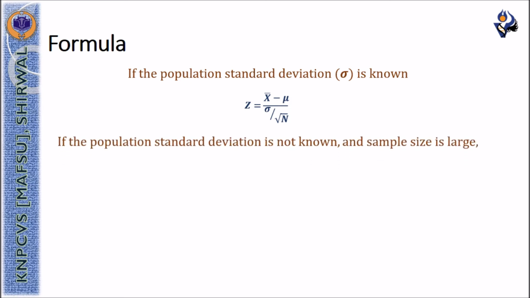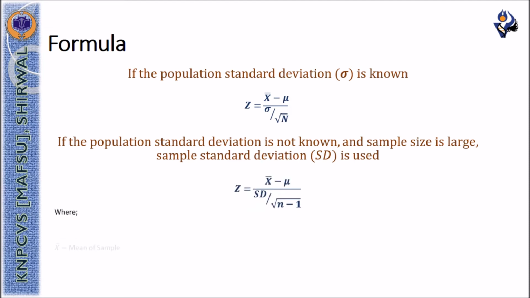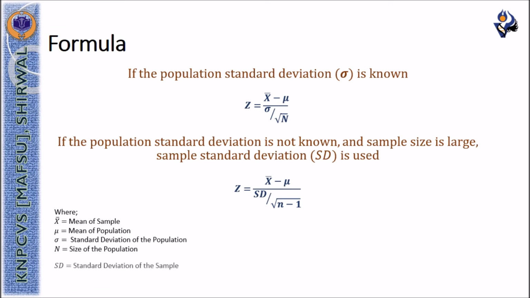And if the population standard deviation is not known and the sample size is quite large, then we can use the sample standard deviation as shown over here, where x bar denotes mean of the sample, mu is the mean of the population, sigma denotes standard deviation of the population, capital N denotes size of the population, SD denotes standard deviation of the sample, and small n denotes size of the sample.